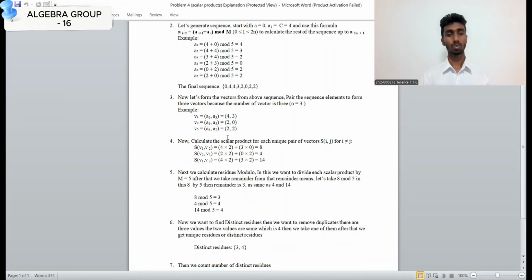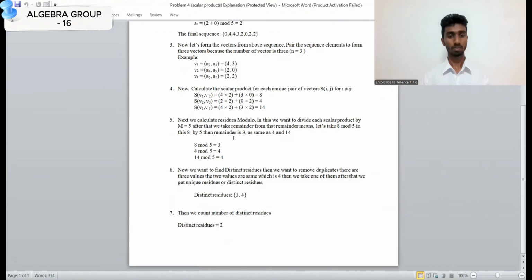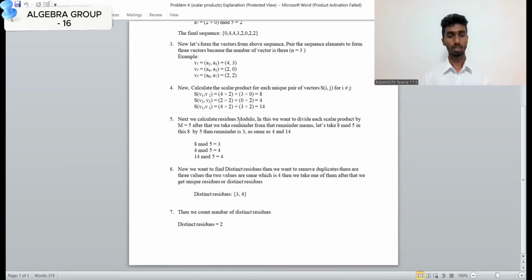After that, we form vectors v1, v2, v3, and then we calculate the scalar product using these vectors. Then we calculate the residues modulo 5. 8 mod 5 means 8 divided by 5, and we get the remainder 3. After that we calculate the distinct residues. Here we remove the duplicate ones and we get 3 and 4. Then we count the number of distinct residues, which is 2.